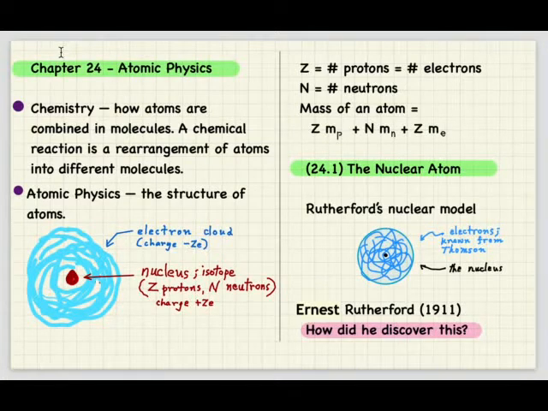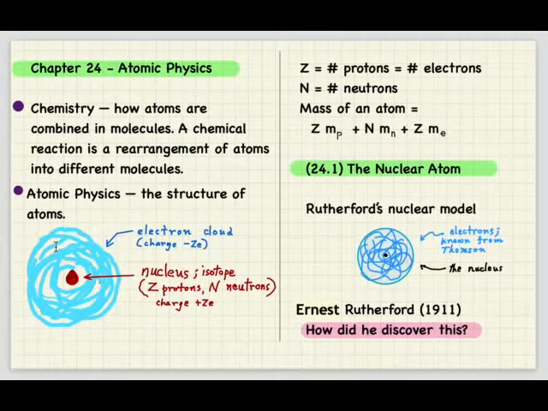Most students who've taken Physics 232 have had courses on chemistry, so some of this will be familiar to you. Chemistry is a science that explains how atoms are combined in molecules. For example, a chemical reaction is a rearrangement of atoms into different molecules. Atomic physics is concerned with the structure of the atom.